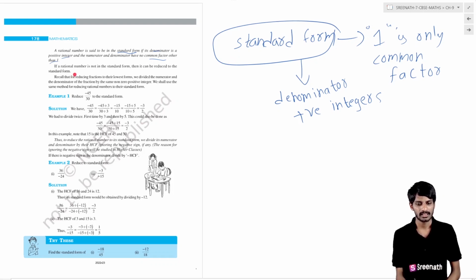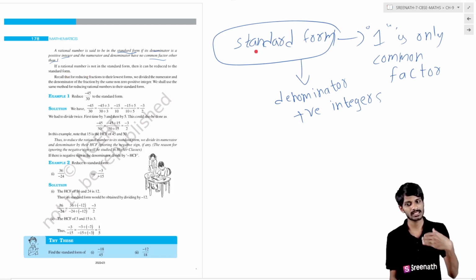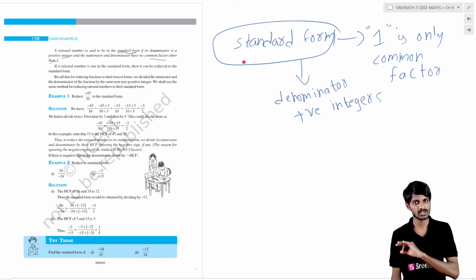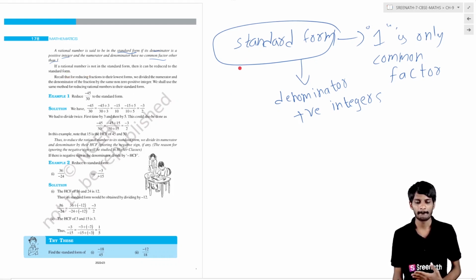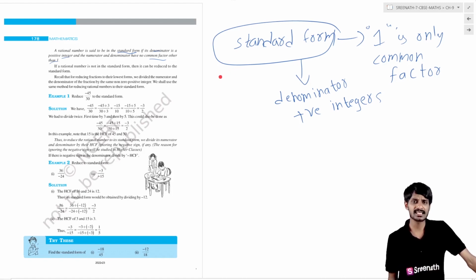If a rational number is not in standard form, then it can be reduced to standard form. Some rational numbers are already in standard form. If any rational number is not in standard form, we can reduce it by cancelling the common factors.